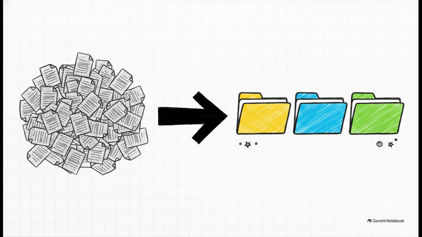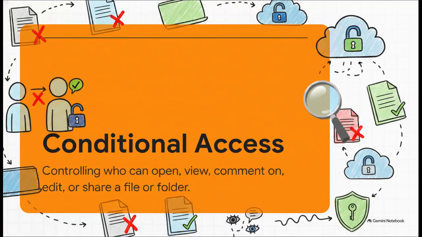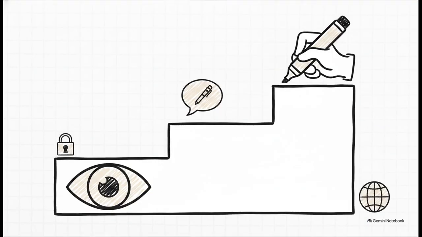All right, on to section 4, mastering conditional access settings. We now arrive at conditional access, which means controlling exactly who can open, view, comment on, edit, or share a file or folder. Guys, this is absolutely crucial. This isn't just some tech feature. It's a fundamental pillar of digital citizenship and the absolute baseline for protecting your online privacy. Let's break down this hierarchy of permissions because this dictates your digital security.